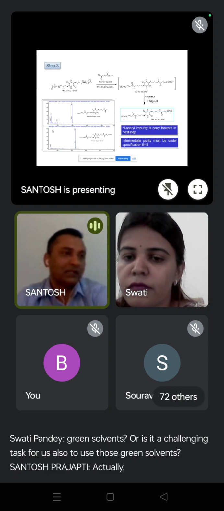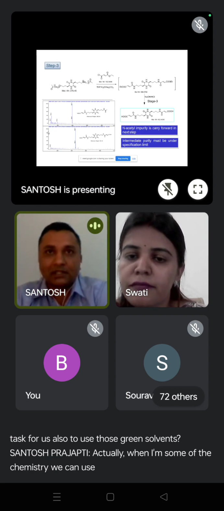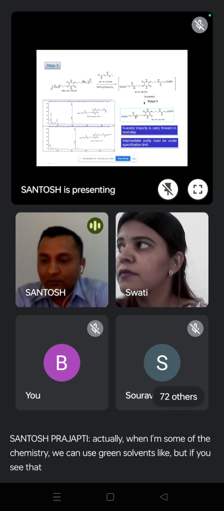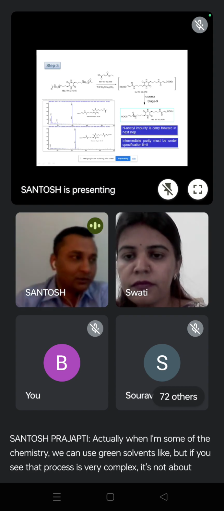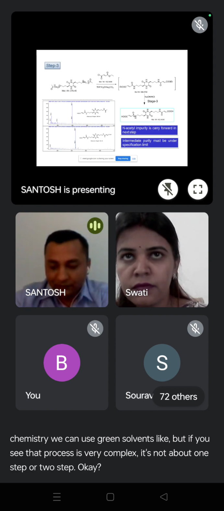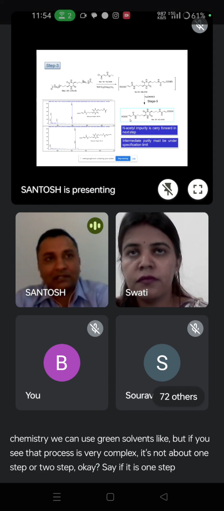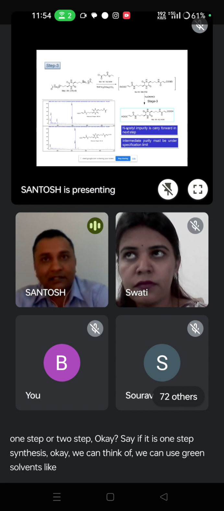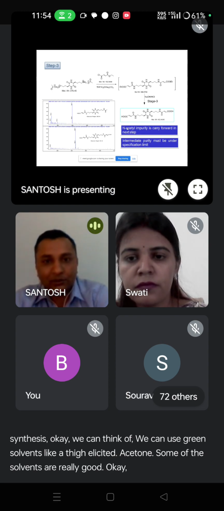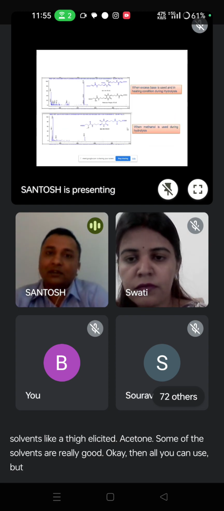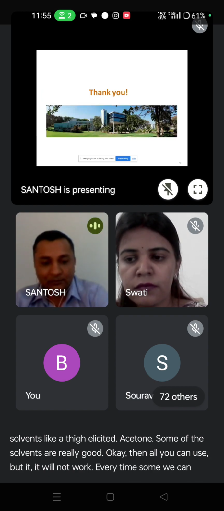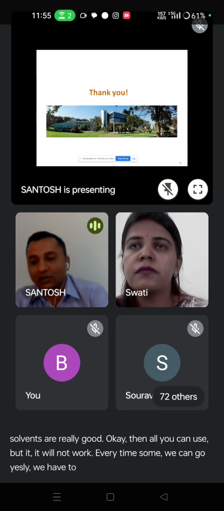Actually, madam, for some of the chemistry we can use green solvents. But if you see, the process is very complex. It's not about one step or two steps. If it is a one-step synthesis, we can think of using green solvents like ethyl acetate, acetone. Some of the solvents are really good. Ethanol we can use, but it will not work every time. Some we can go. Obviously, we have to think about green solvents and all.